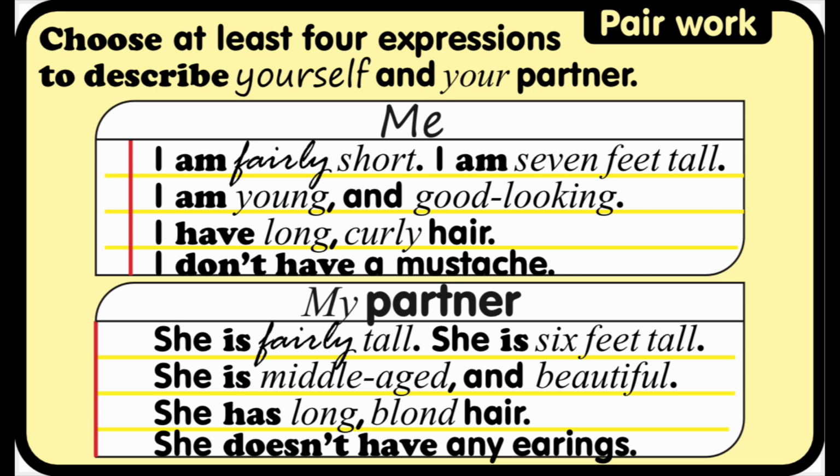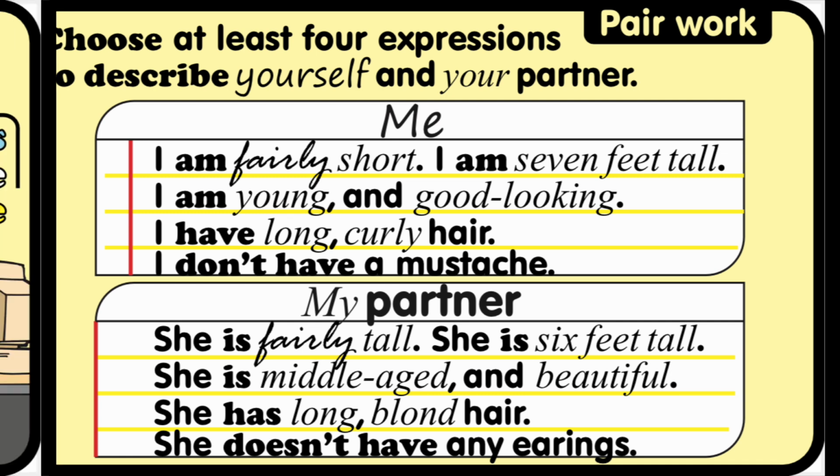Choose at least 4 expressions to describe yourself and your partner. Me. I'm fairly short. I am 7 feet tall. I am young and good looking. I have long curly hair. I don't have a mustache. My partner, well, she's fairly tall. She's 6 feet tall. She's middle-aged and beautiful. She has long blonde hair. She doesn't have any earrings.